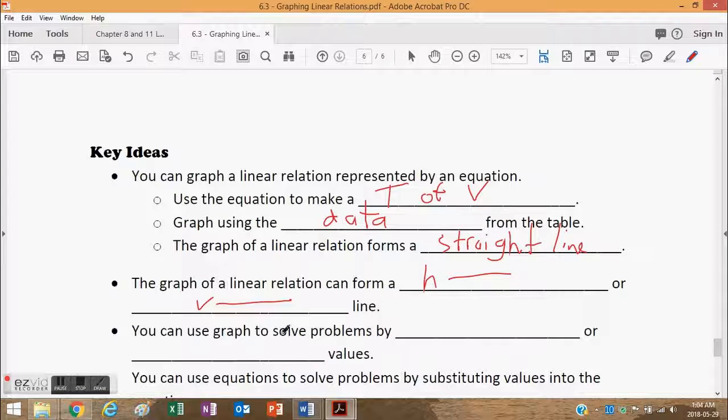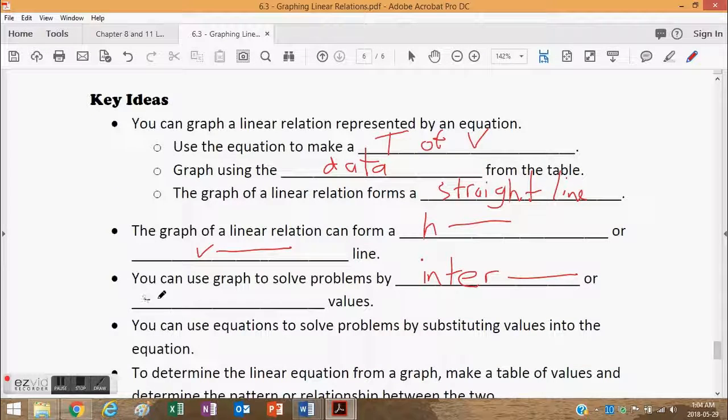You can use good grammar as well. You can use the graph to solve problems by interpolation or extrapolation. Sorry, this should be interpolating or extrapolating values. We're making it into verbs. We're verbing it. Which you can check with your language arts teacher if that's good grammar.